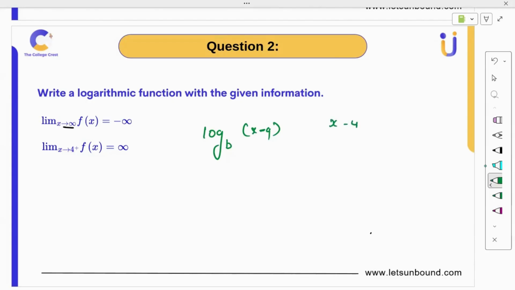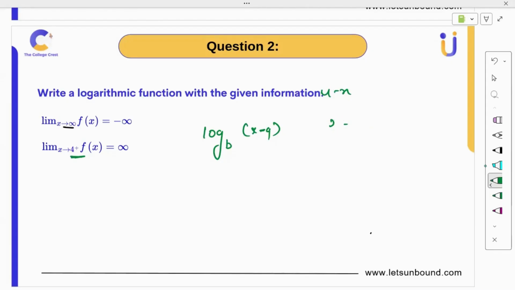Okay, so x minus 4 greater than 0 and I will get x greater than 4. You can't use 4 minus x because if you choose 4 minus x greater than 0, x is less than 4. But we are doing the right side of the 4. So x minus 4 will suit.